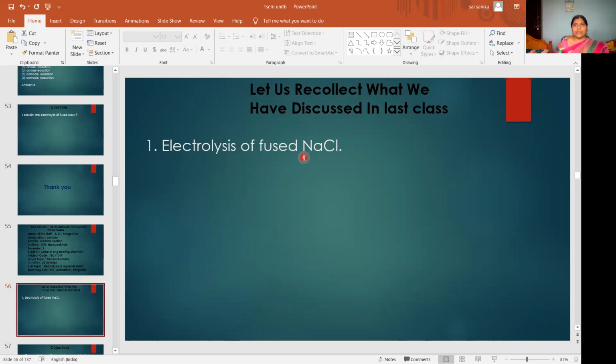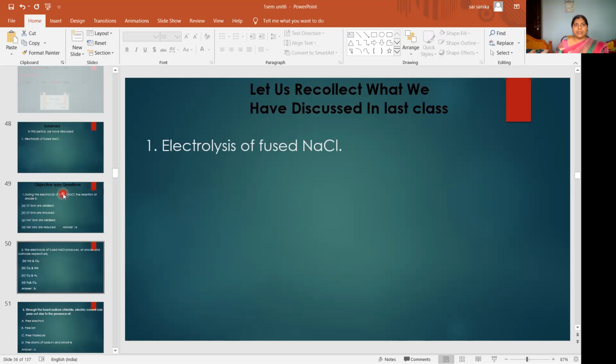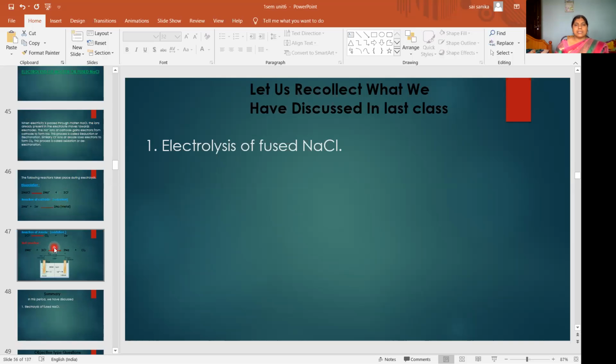Let us recollect what we have discussed in the last class. We discussed electrolysis of fused NaCl. What are the products formed during electrolysis of fused NaCl? Once again, I will revise it. Today's topic is electrolysis of aqueous NaCl. To differentiate between these two, I will discuss electrolysis of fused NaCl once more.